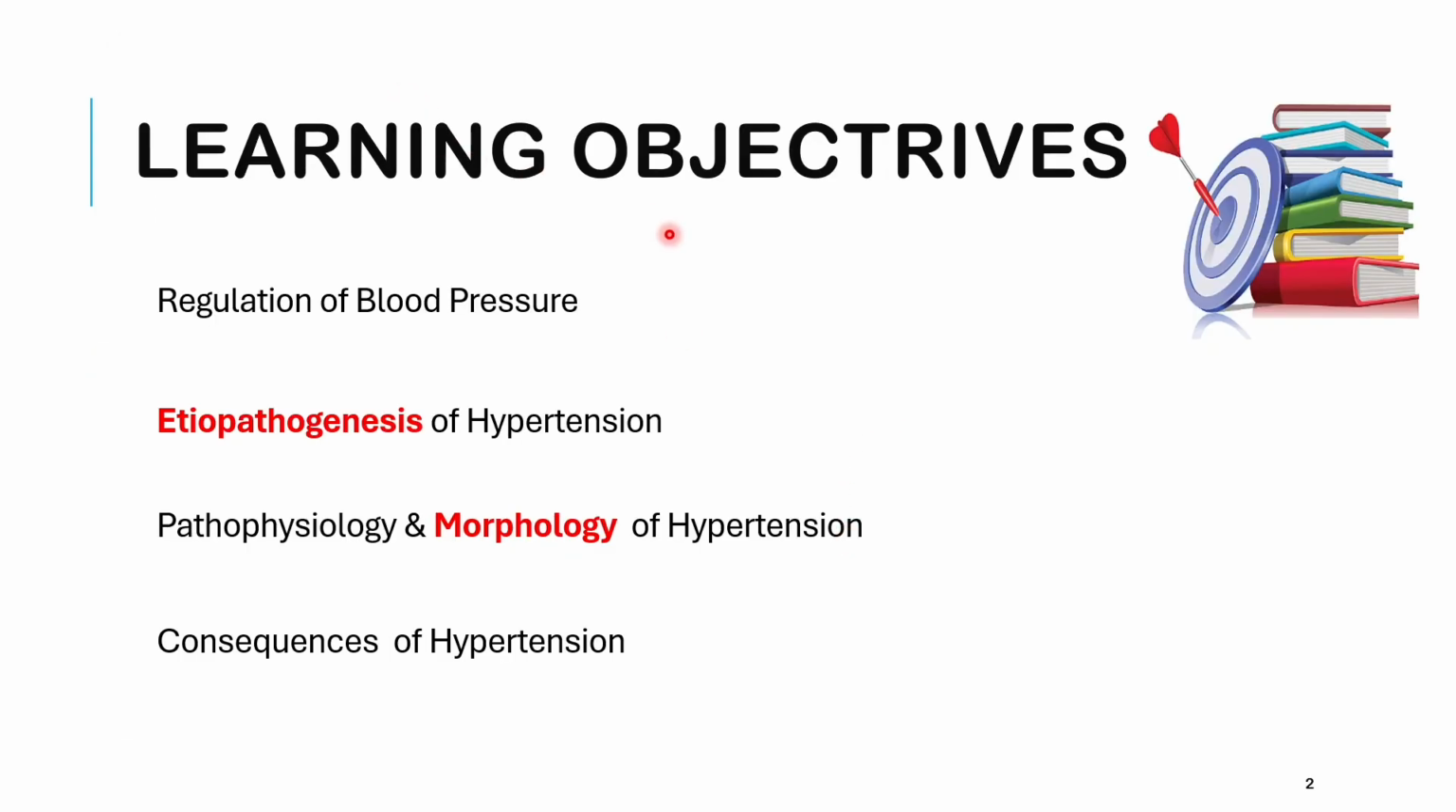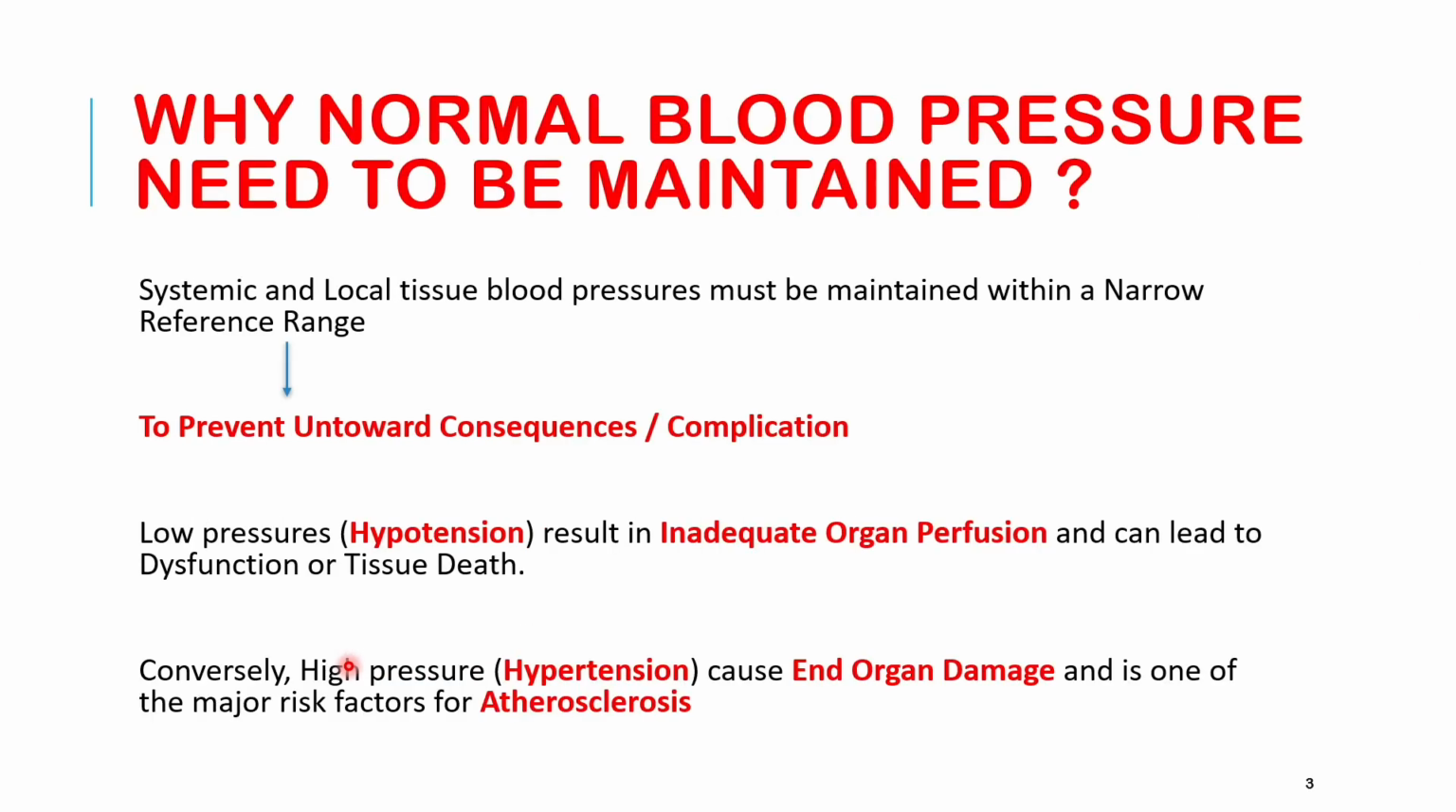So what is the learning objective for today's discussion? First we will see how blood pressure is regulated in our body. Then we will look at the etiopathogenesis of hypertension, then pathophysiology and morphology. And finally, we will see the consequences, meaning complications, of hypertension if it is uncontrolled for a long time.